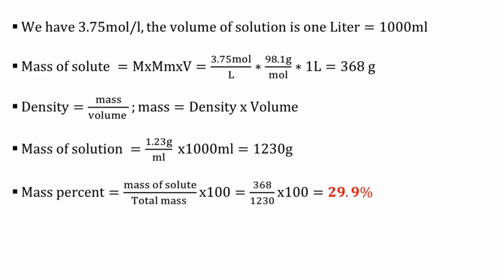From the mass of solution, you can determine the mass percentage by taking the mass of solid divided by the total mass, which is the mass of solution, times 100. Then we will get 29.9%.